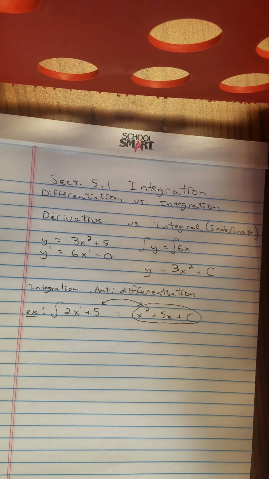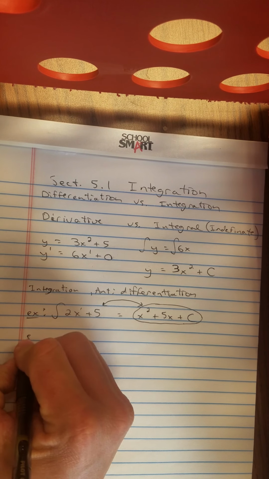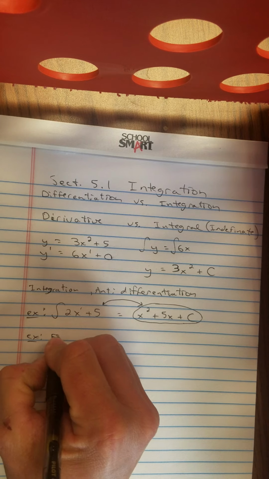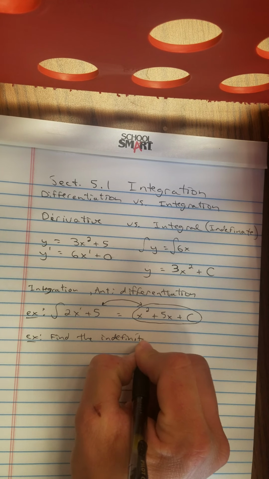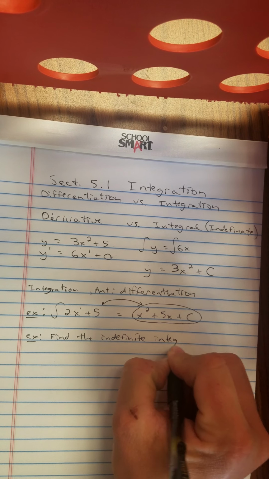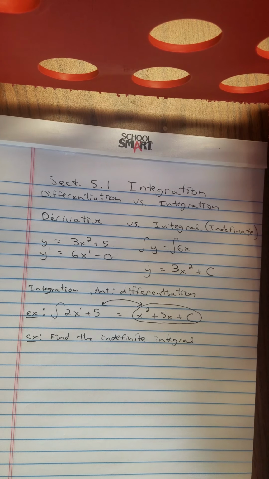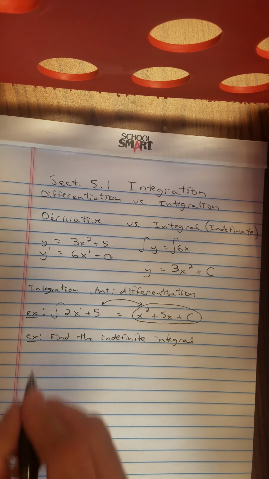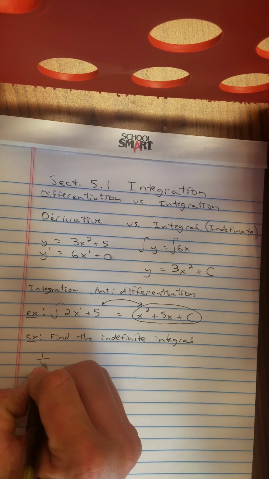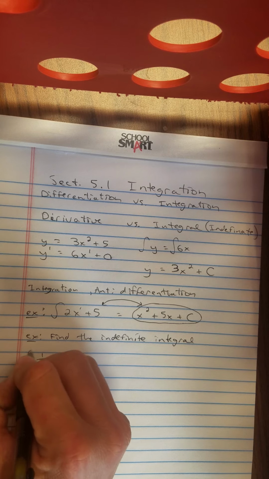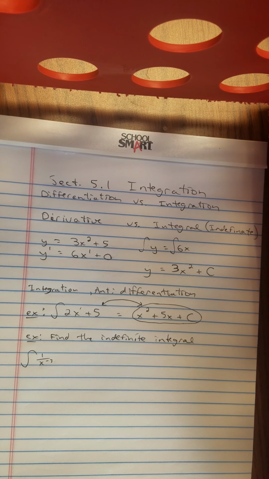Now, I'm going to show you some examples of how you actually do it, okay? So the directions today, for the most part, are going to say find the indefinite integral, and they're just going to give you an expression. So they're going to give you something maybe like this: 1 over x to the negative third power, and they're going to have that integral sign in front of it. That means find the antiderivative of that function.